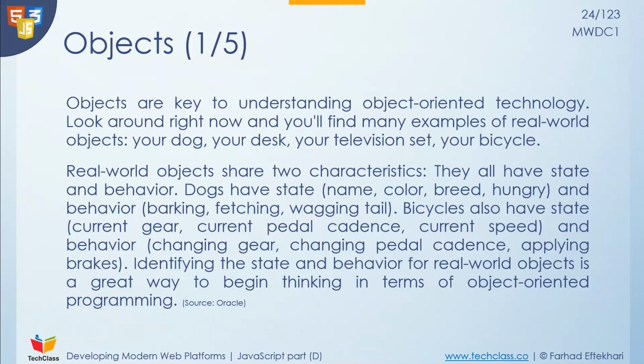Dogs have a state, like name, color, breed, are they hungry or not, and behavior, like barking, fetching, wagging tail. Bicycles also have a state, like the current gear of a bicycle if it has some sort of gears, current pedal cadence, current speed, and behavior such as changing gear, changing pedal cadence, applying brakes. Identifying the state and behavior for a real-world object is a great way to begin thinking in terms of object-oriented programming.